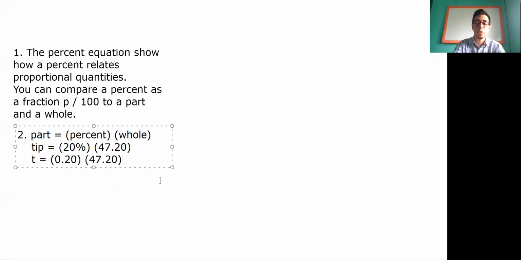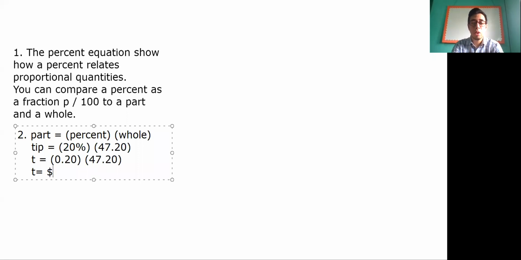47.20. Okay. So what we need to do now is to multiply this to obtain the value. 0.20 multiplied by 47.20. The amount of money he's going to obtain as a tip is $9 with 44 cents.